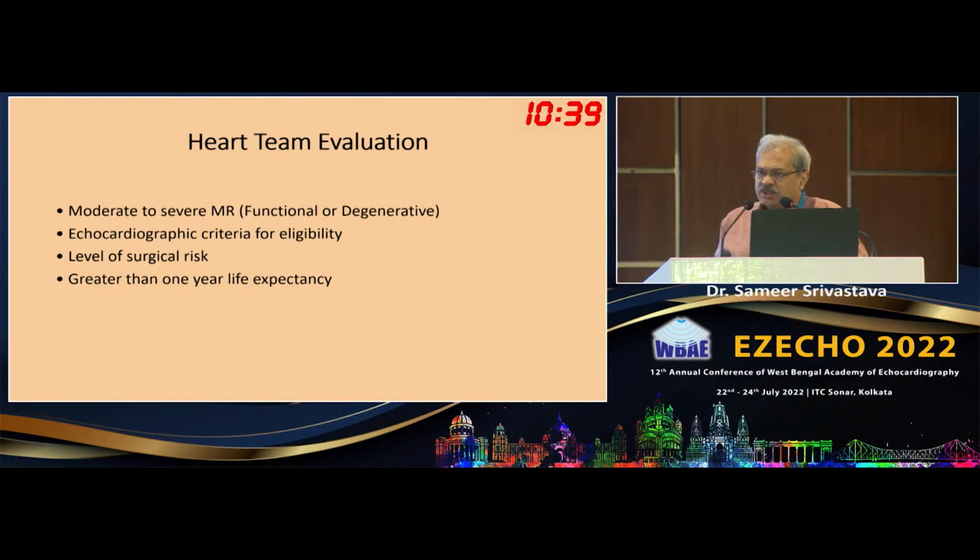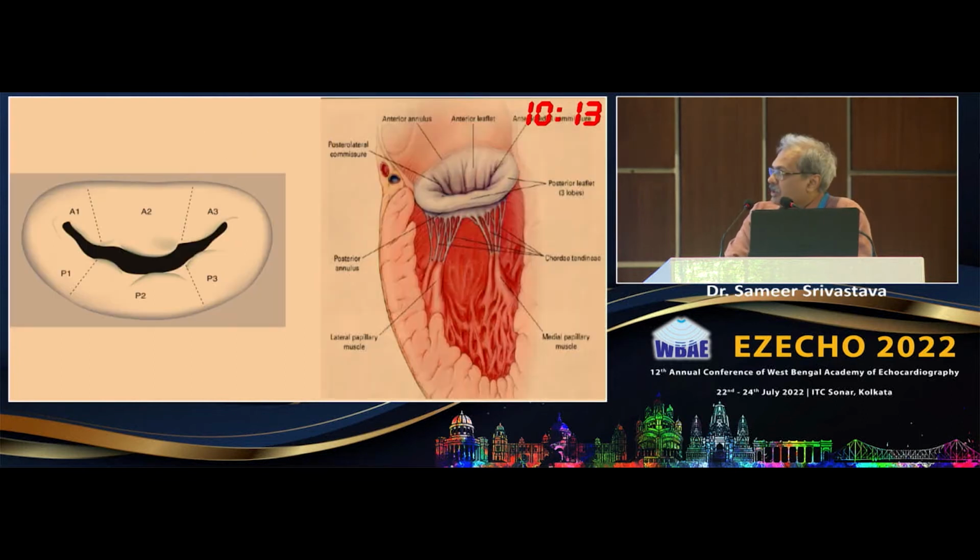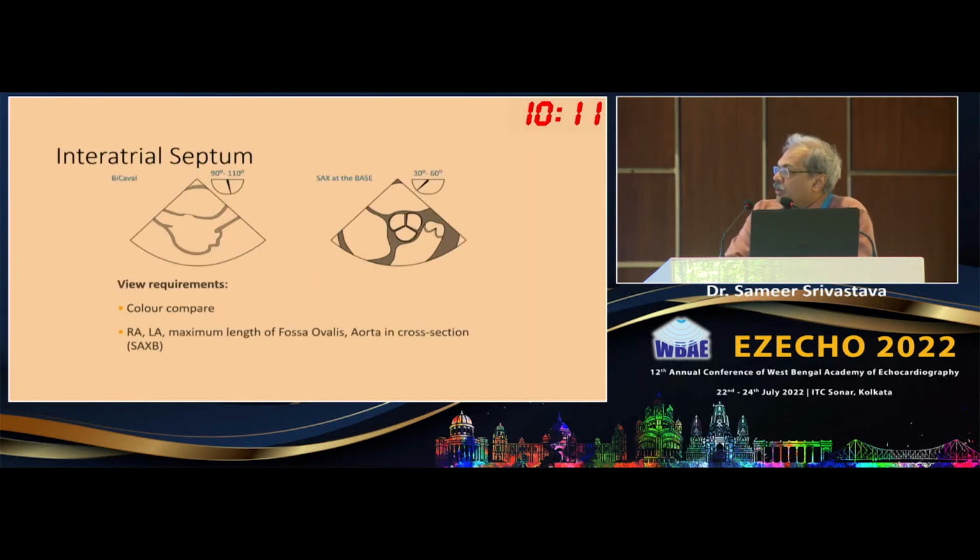It is very essential that no matter where you are doing this, a heart team evaluation is a must. You have to have a functional or degenerative MR. Rheumatic mitral regurgitation is not yet approved. Echocardiographic criteria for eligibility should be met. The level of risk should be discussed and shown, and there should be sharing of the consent. Life expectancy greater than 1 year is required. So we are now looking at how to evaluate when it is to be done.